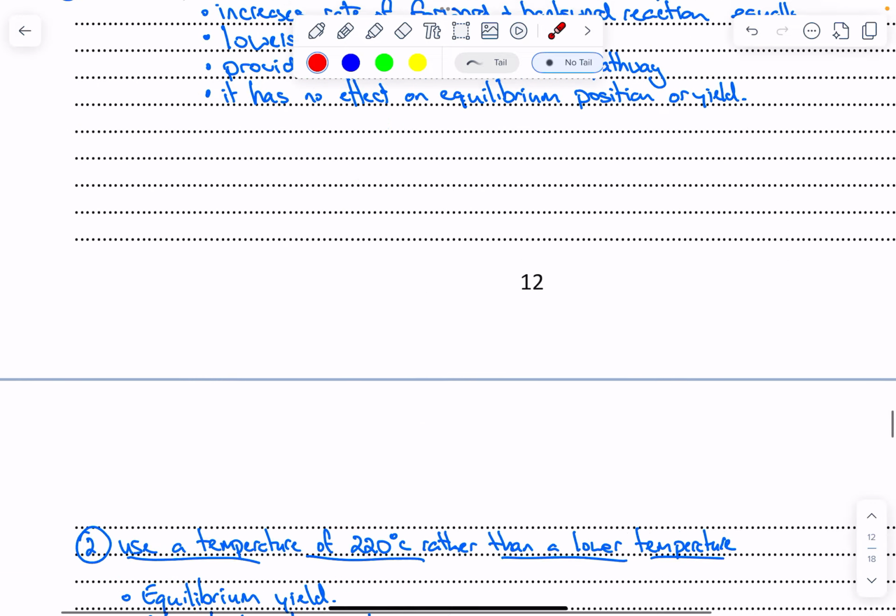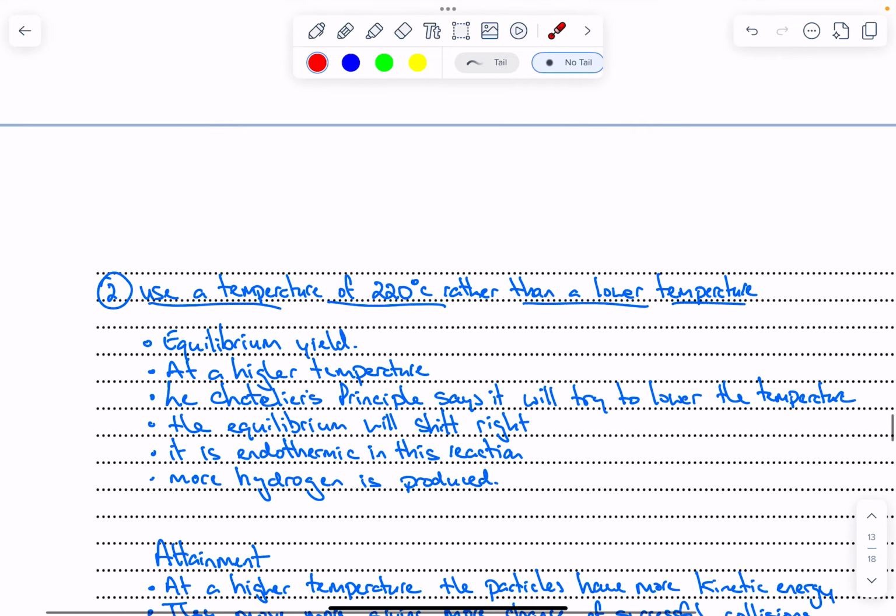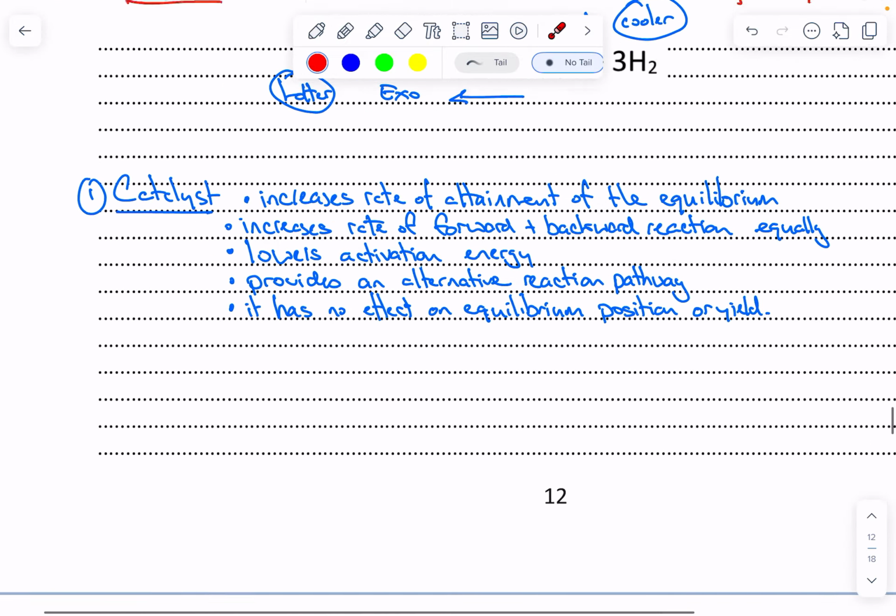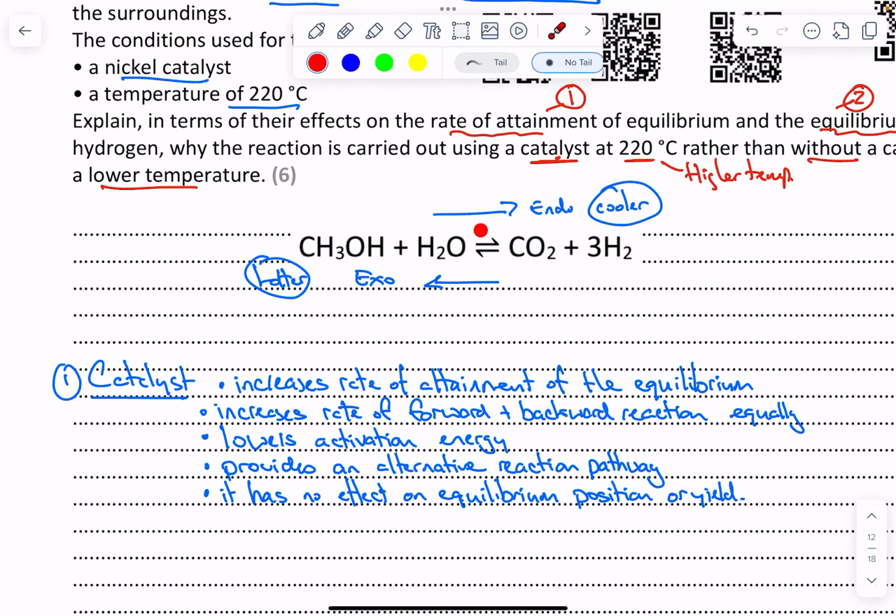So they're the bullet points for a catalyst. If I now scroll down, we're going to come to temperature. If we look at the equilibrium yield with temperature, at a higher temperature, if we think about Le Chatelier's principle, it says that if we go for a high temperature, it will try and lower the temperature. How's it going to lower the temperature? Well, let's come back up to our equation. If I want to lower the temperature, I want to make it cooler. Therefore, I'm going to move towards the right, and I'm doing that because the right is endothermic.